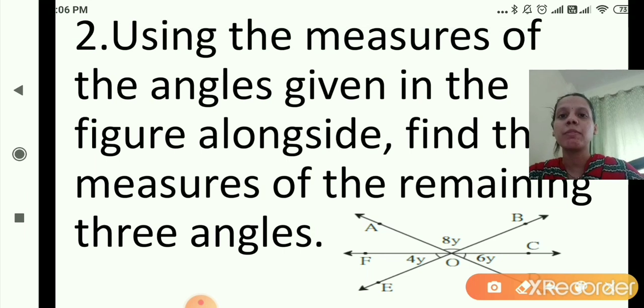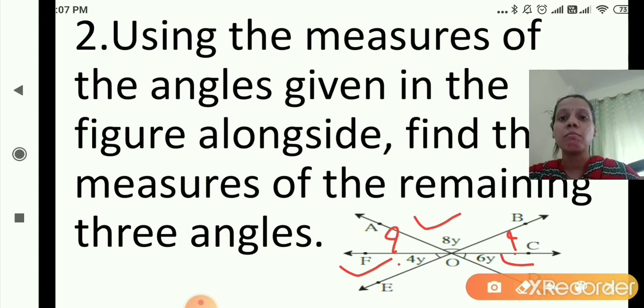In this figure the measure of angle EOF is given, that is 4y. The measure of angle AOB is given, that is 8y, and the measure of angle COD is given, that is 6y. The remaining angles are the measure of angle AOF, which is not given, so we will find it out. Then the measure of angle BOC is not given, so we will find it out, and the measure of angle DOE. So these 3 angles which are not given, we will find out now. Okay, so now let's start.